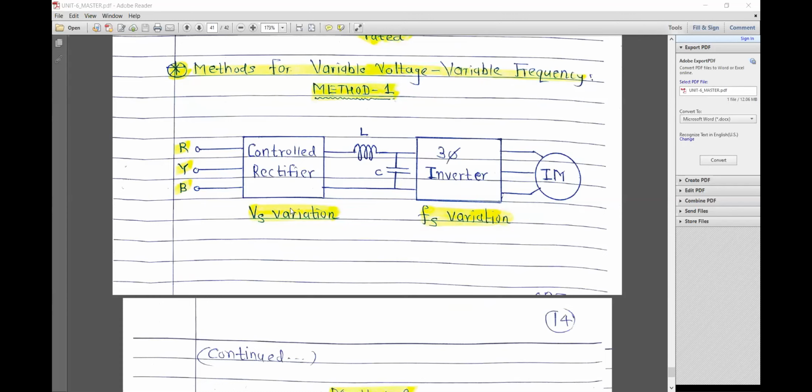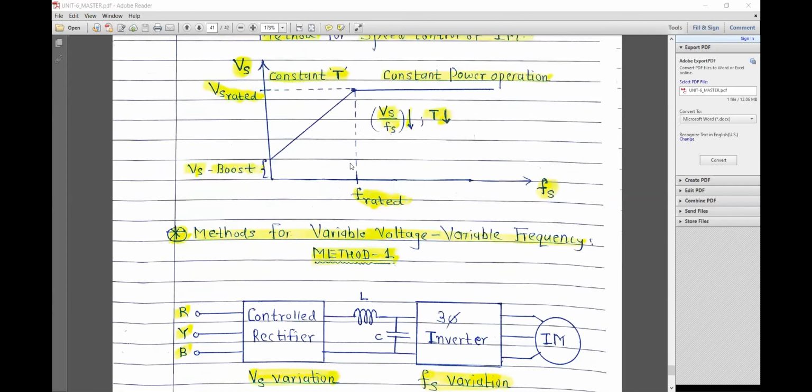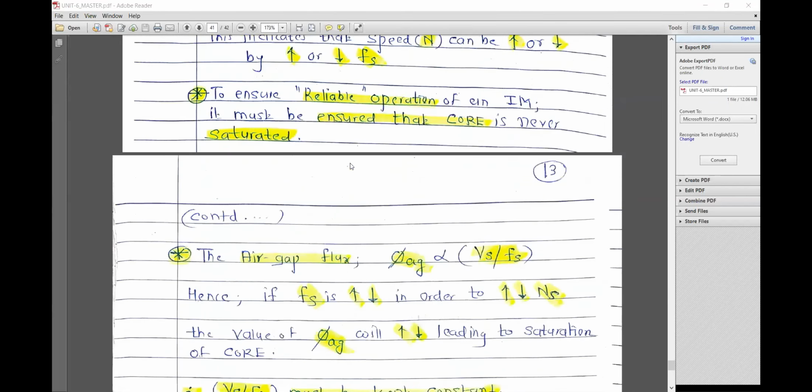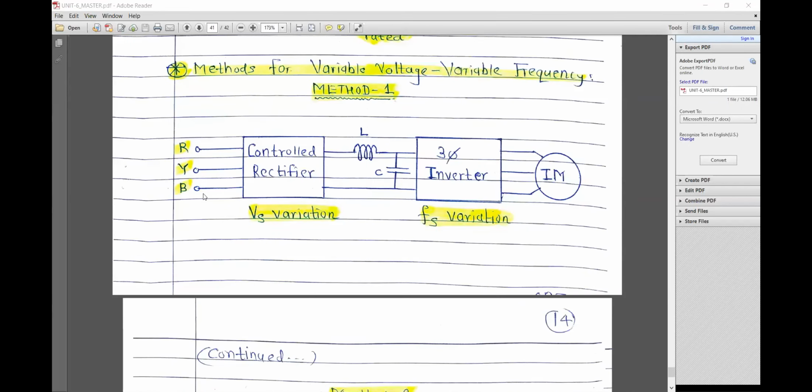So the first block, which is a control rectifier. How can I vary Vs? Now this Vs, which is there here, I cannot vary Vs from the rectifier. Why? Because rectifier is an AC to DC converter.